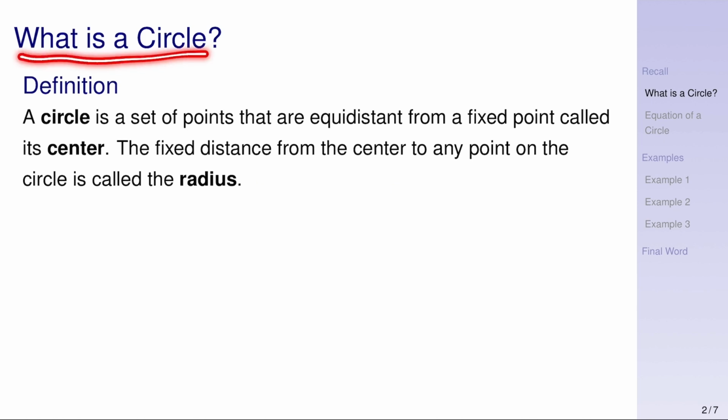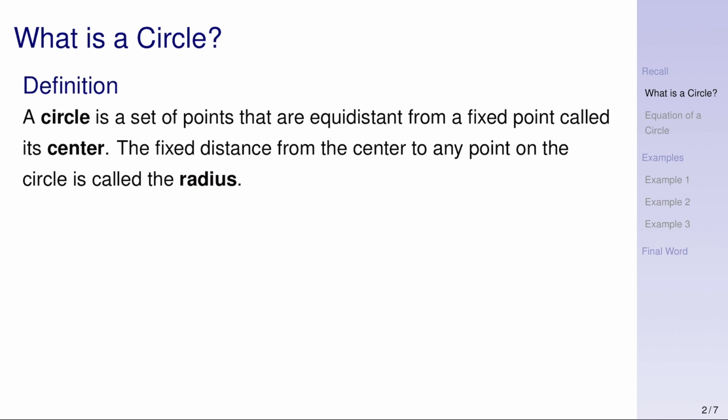First, what the heck is a circle? By definition, a circle is a set of points that are equidistant, which means that all the points have equal distances from a fixed point, which we will call the center. And this fixed distance from the center to any point on the circle is what we call the radius.